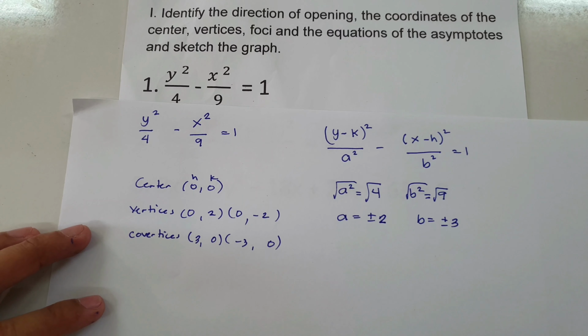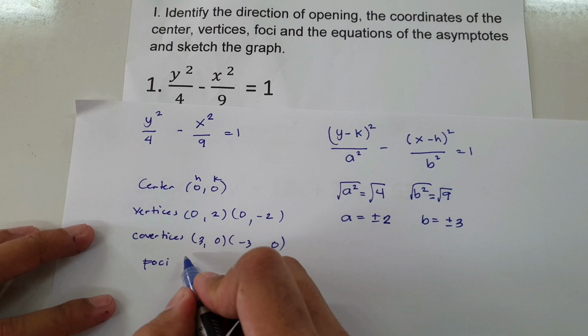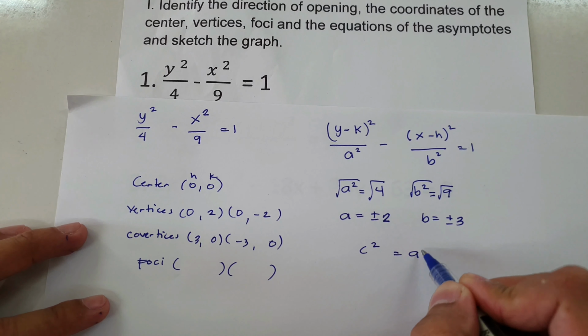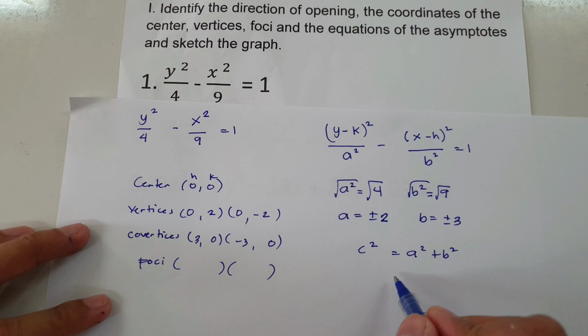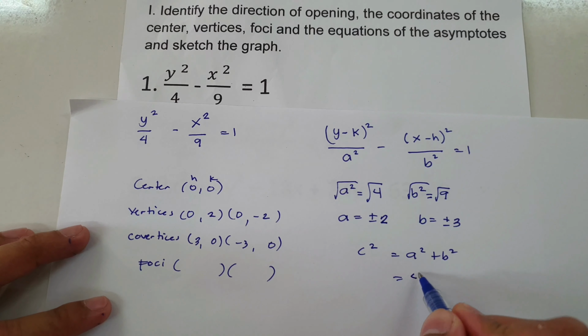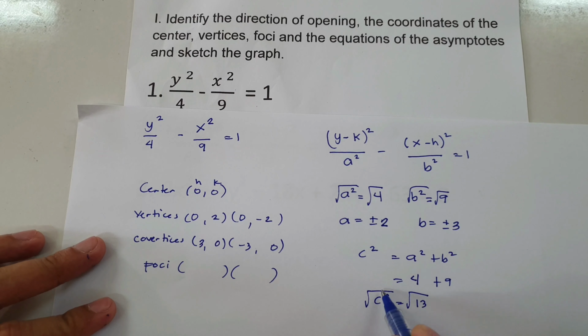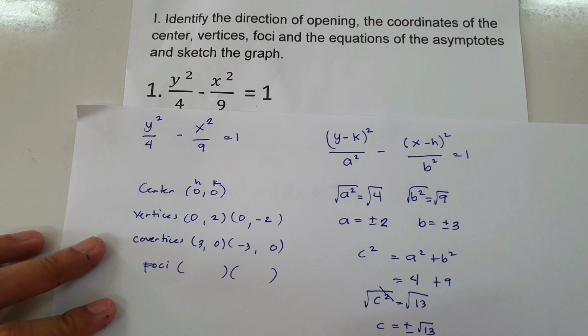Now, let us determine the foci. To find the foci, we use the formula c squared equals a squared plus b squared. The value of a squared is 4 and b squared is 9. Let's add 4 and 9, that's 13. So we have c squared equals 13, and the square root of 13 is positive and negative square root of 13.